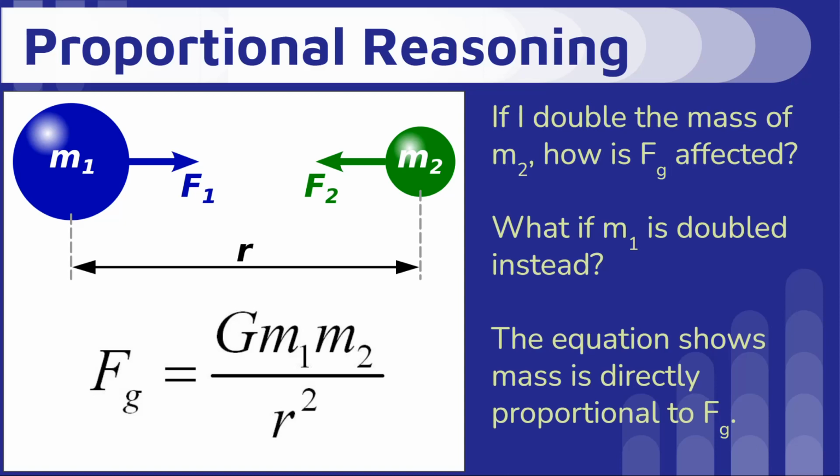So doubling one of them will double Fg. Doubling both of them would quadruple Fg. And changing it by whatever factor, it's going to change Fg by the same factor.